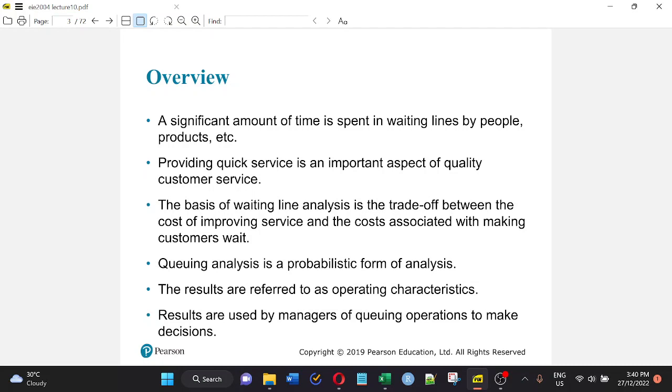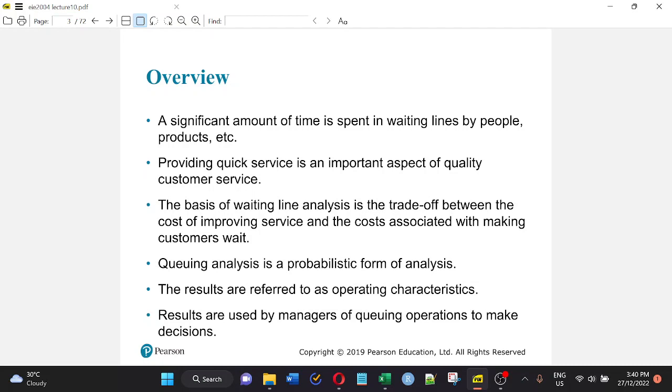these are examples of waiting lines. Okay, and waiting lines are not just about people, like people going to the hospital or the clinic. We can also analyze waiting lines by products, like in manufacturing plants. The products that we produce in bulk are waiting to be processed in the next machine, and so on and so forth. So providing quick service is an important aspect of quality customer service, because quality customer service means that people, or the product, don't have to wait so long to get served.